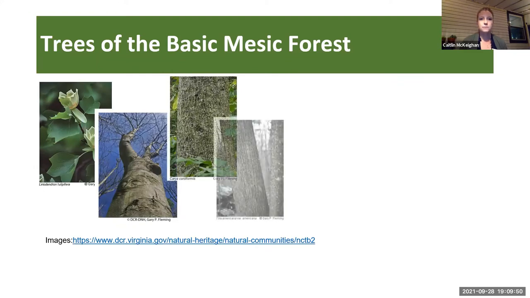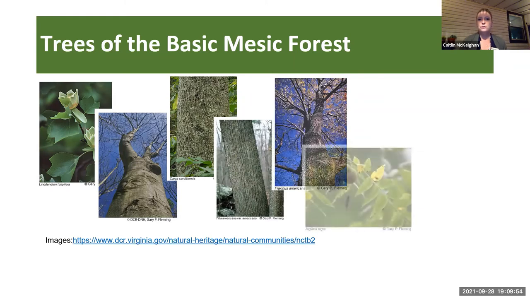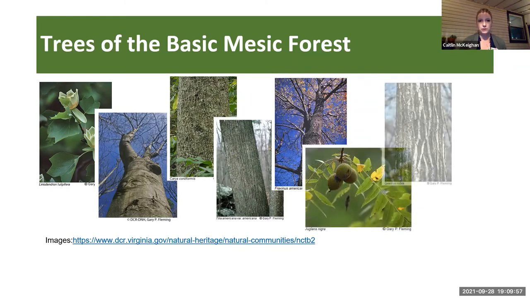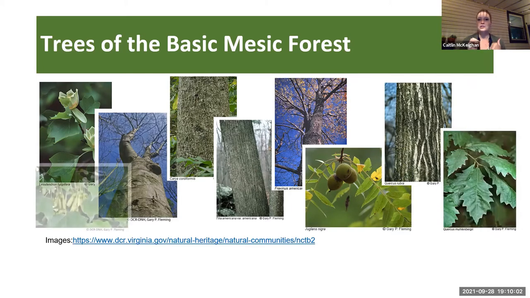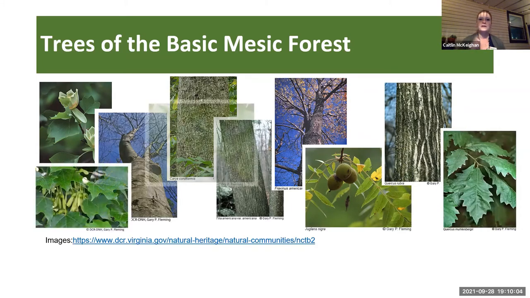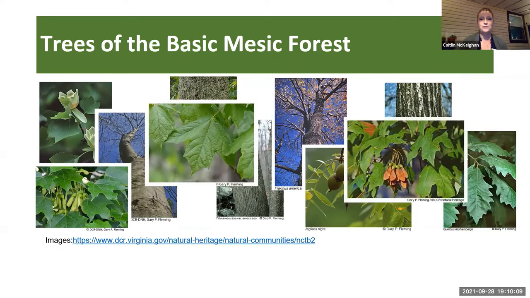Sorry, I lost my notes here, guys. So in the basic mesic forest, the dominant trees include, and I'll take a big breath here to read this whole list, tulip trees, American beeches, bitternut hickory, basswood, white ash, black walnut, northern red oak, chinquapin oak, which I probably said totally wrong, and I apologize for that, sugar maple, black maple, and southern sugar maple. So as I mentioned earlier, this environment, because of the different soil mineral composition, supports a much wider diversity of species. Next slide, please.